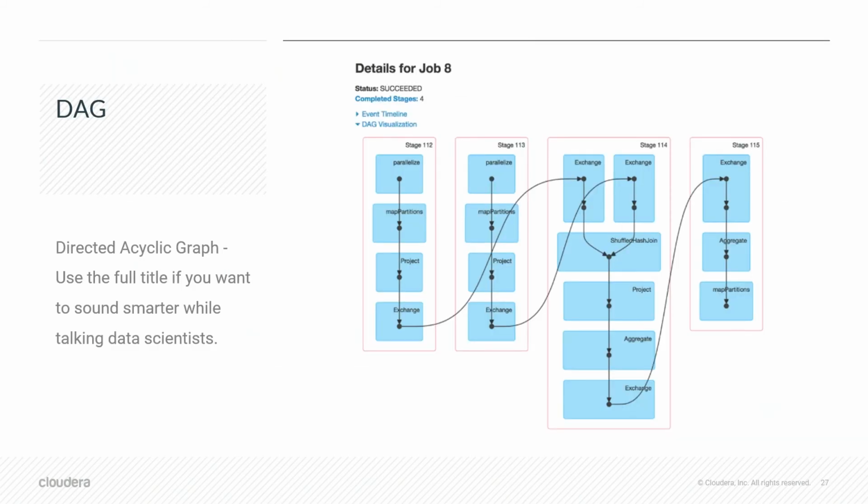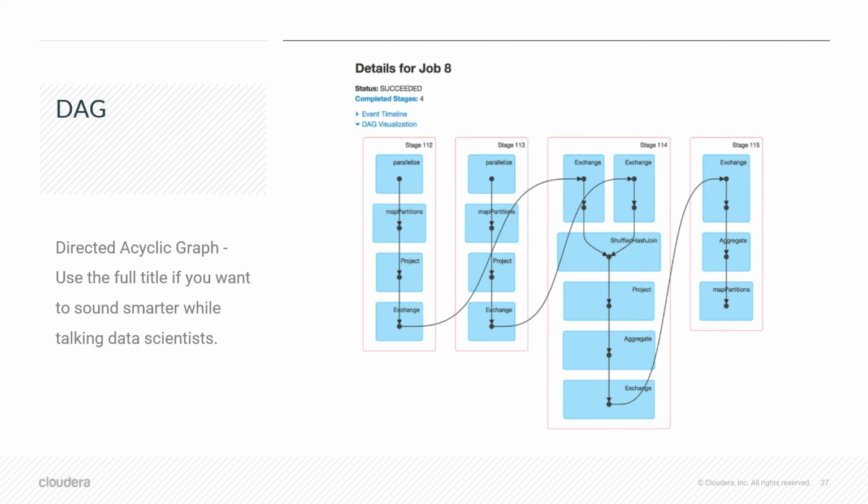It also shows you the DAG, the directed acyclic graph, if you want to sound cool. It is the view of the stages and boundaries that happen in the way Spark executes. When the optimizer decides how it is going to put all of the stuff together, it will build this graph and show it to you so you can understand where things are moving.